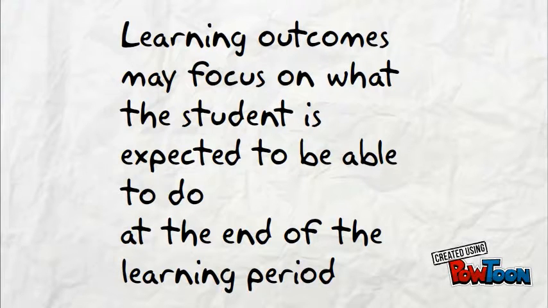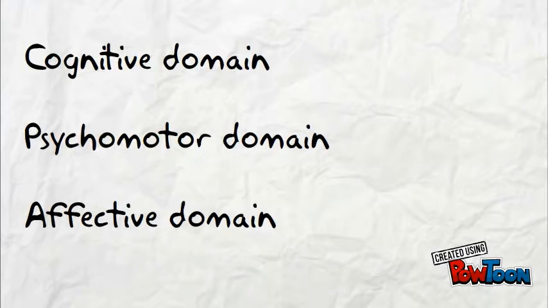Learning outcomes in student-centered learning fit into three possible domains. These are thinking, knowledge, the cognitive domain; doing, skills, the psychomotor domain; and feelings and attitudes, the affective domain.